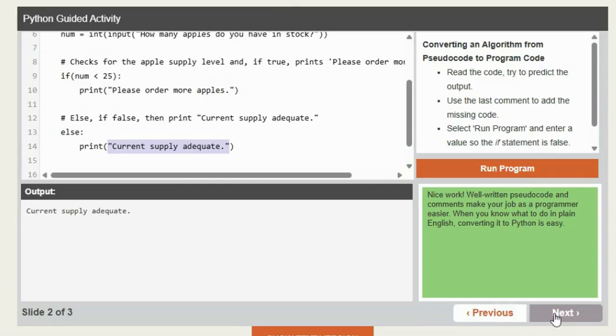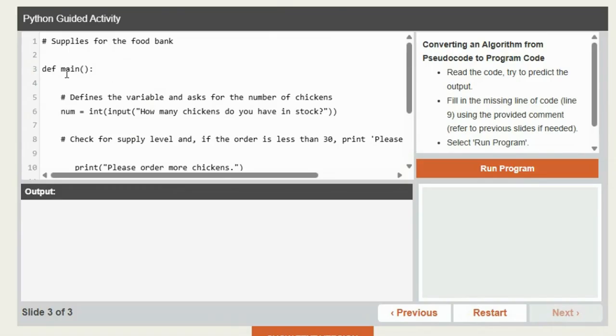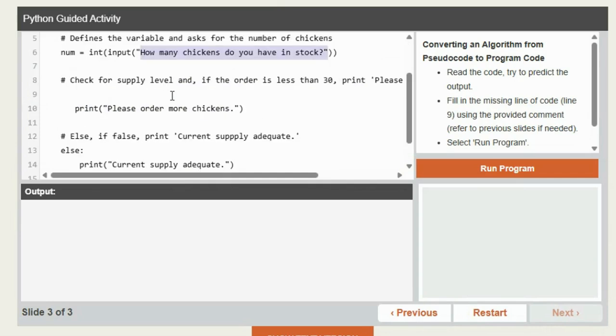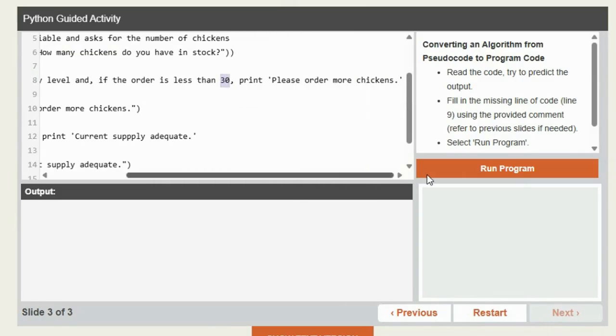All right, let's look at the third example they give us. Supplies for the food bank. Define main. Defines the variable asked for the number of chickens. Number equals integer input. How many chickens do you have in stock? Check for the supply level. If the order is less than 30, then print, please order more chickens.